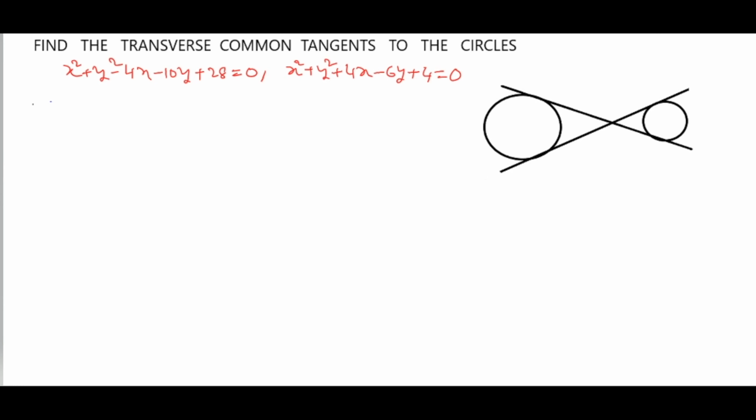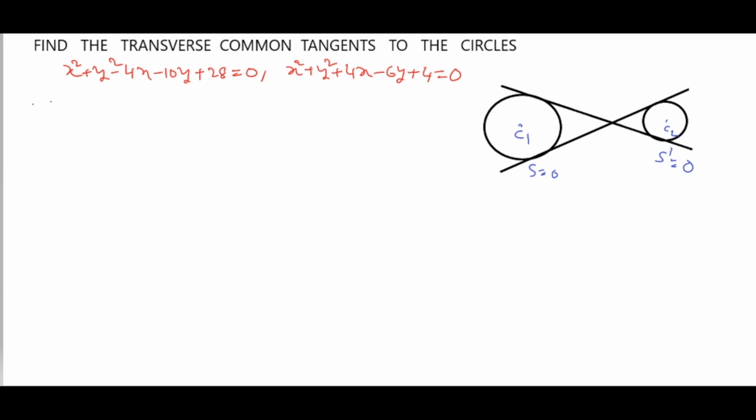Find the transverse common tangents to the circles x² + y² − 4x − 10y + 28 = 0 and x² + y² + 4x − 6y + 4 = 0. This is the first circle, S = 0, and this is the second circle, S' = 0. The center of the first circle is C1 and the center of the second circle is C2. These two lines are the transverse common tangents. Now we find these transverse common tangents.